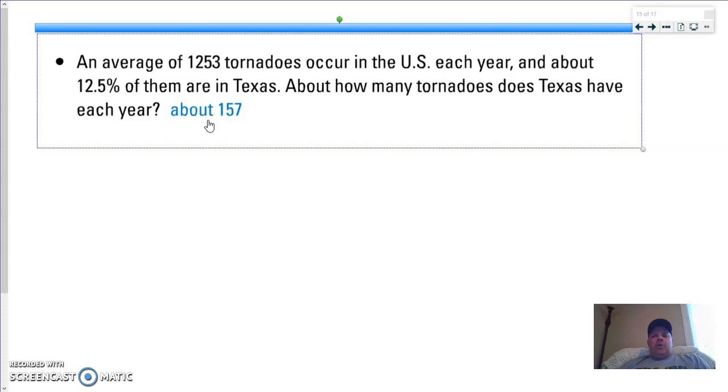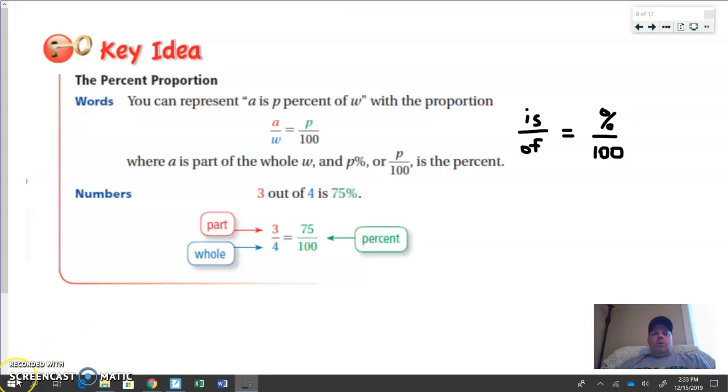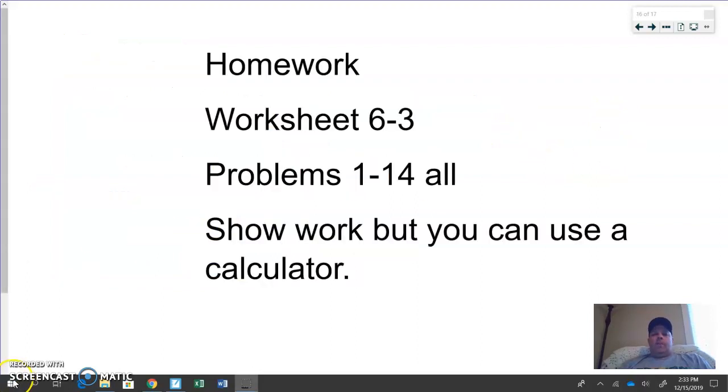So again, as a quick reminder, we will be using this proportion: the part over the whole equals the percent over 100, or a lot of times in the problems you might see is over of equals percent over 100.